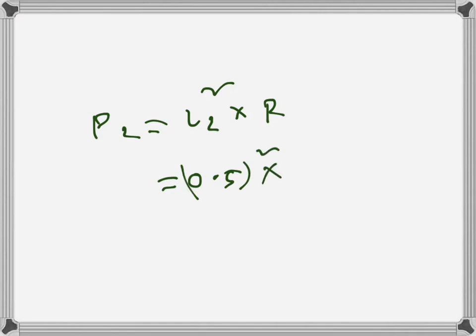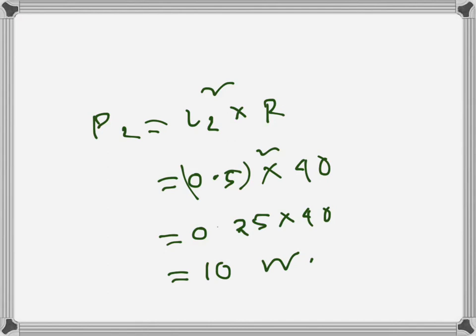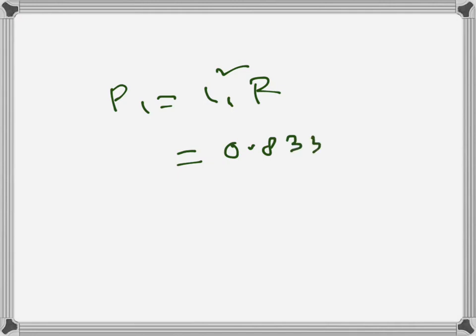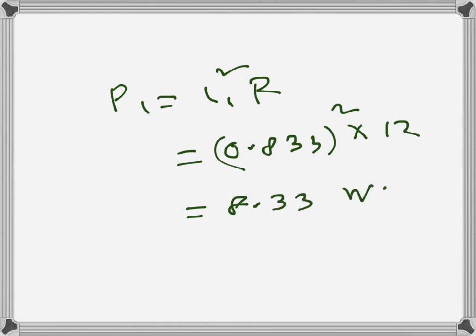Similarly, if we want to find P2, that will be I2 squared times R, and that is 0.5 squared times 40, that gives us 0.25 times 40, which is 10 watts. So that's how we can find the power. Similarly, for P1 it will be I1 squared R, and I1 squared is 0.833 squared times R is 12, that gives us 8.33 watts. So that's the power P1.